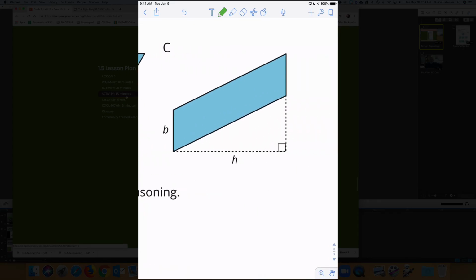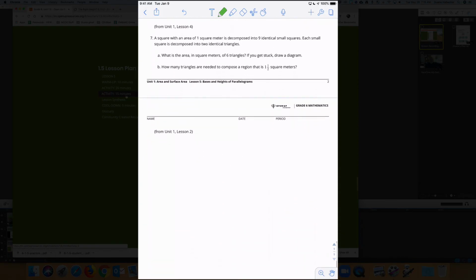And here, they're not giving us any numbers because our answer is going to be a formula. So here's our base. Here's our height. So the area is base times height, B times H, and that's it. That's the formula.